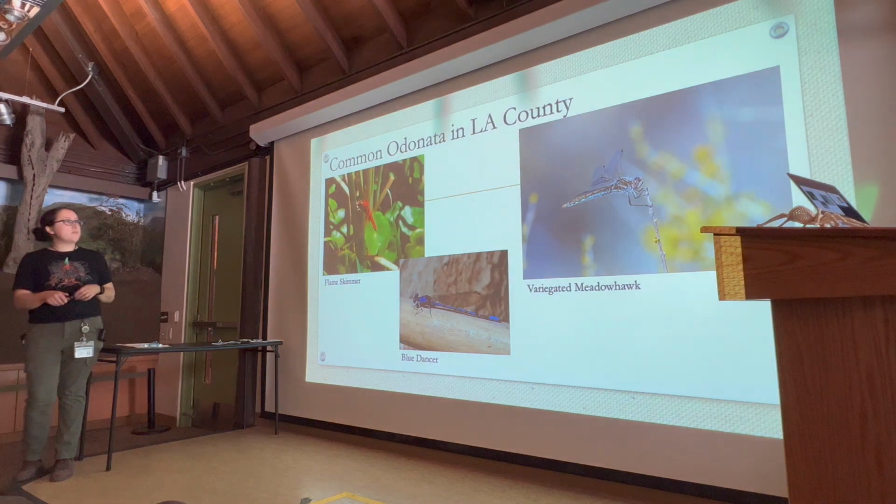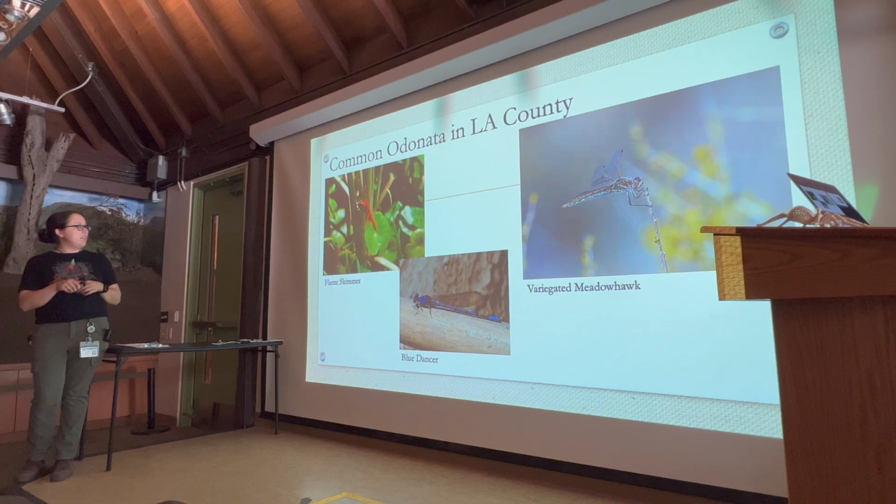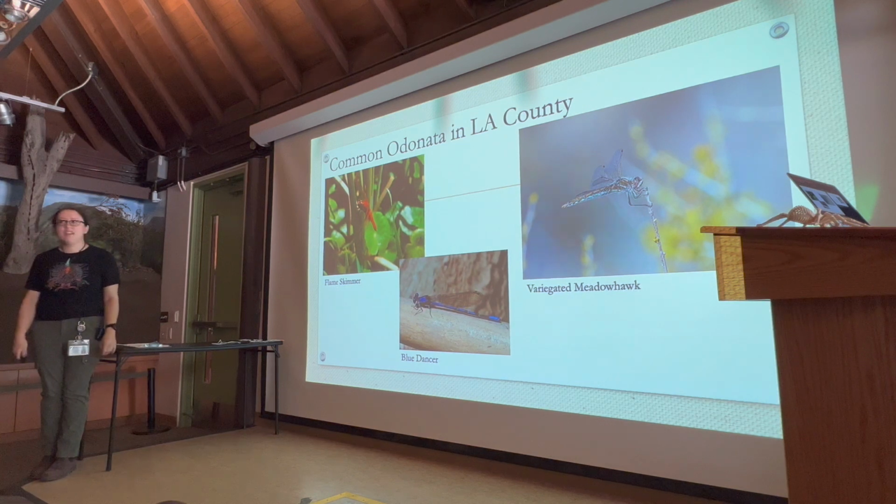So these are common ones we'll see around here. Here's the blue dancer, the flame skimmers, the big orange one, and the variegated meadowhawk, which has the coolest name. It's like a little hawk in insect form. They're kind of bluish. So these are some of the common ones around here.